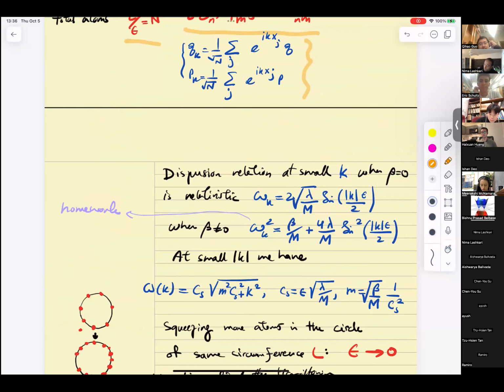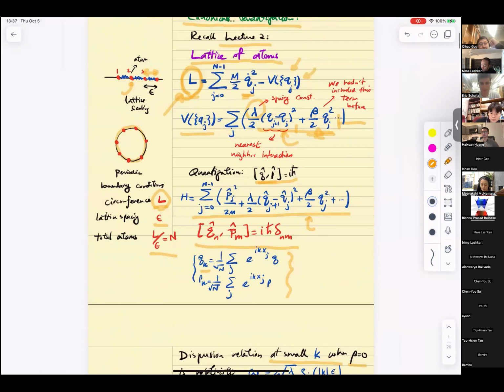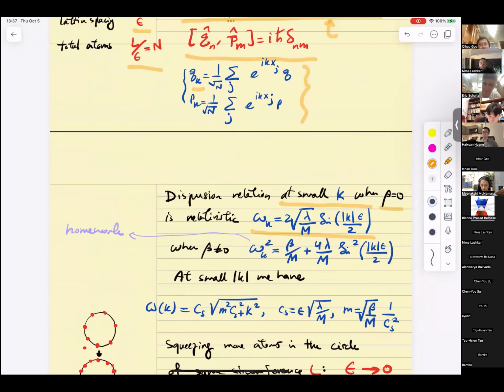We found the dispersion relation at small momenta k, where k is momentum, when beta was equal to 0. Remember, in our conversation from lecture 2, we didn't have this term. So when beta was 0, this is the full dispersion relation we found. And then at small k, when we expanded it, we found a relativistic dispersion, which was omega going like k, right? This was what we found.